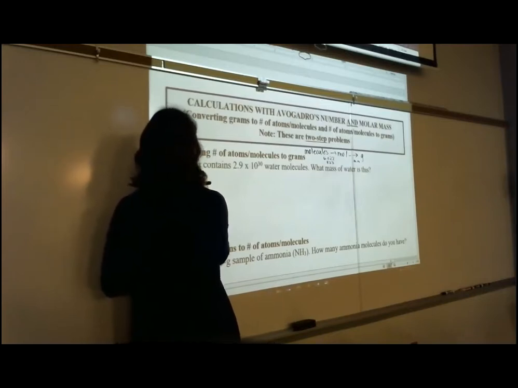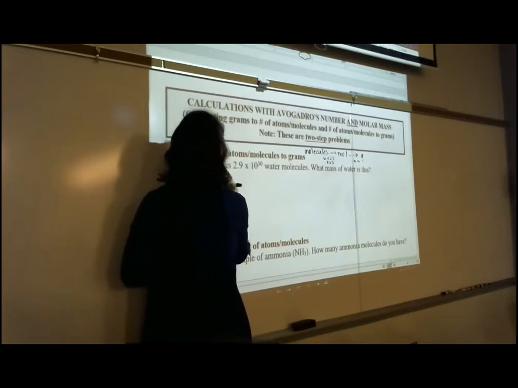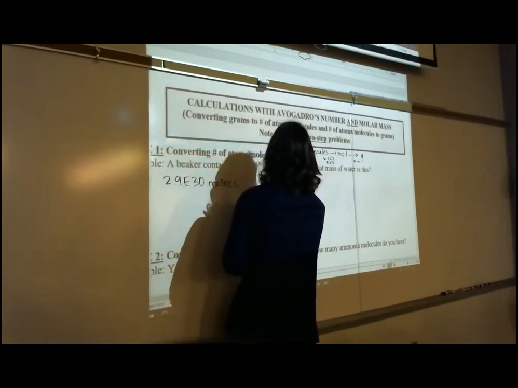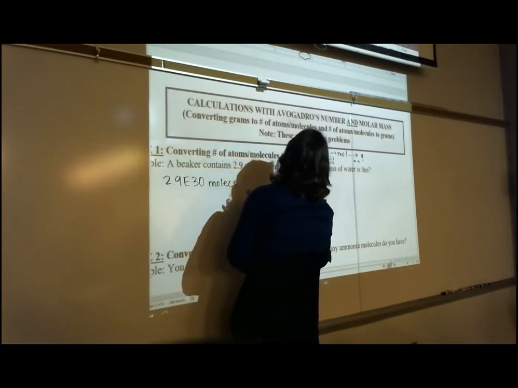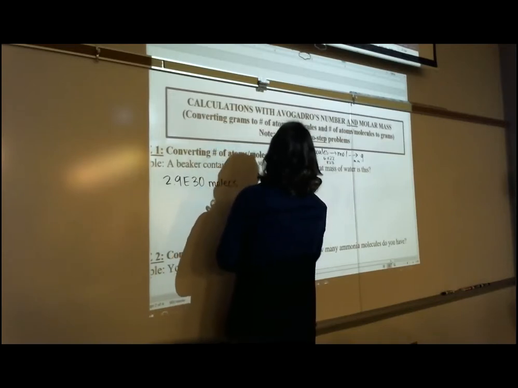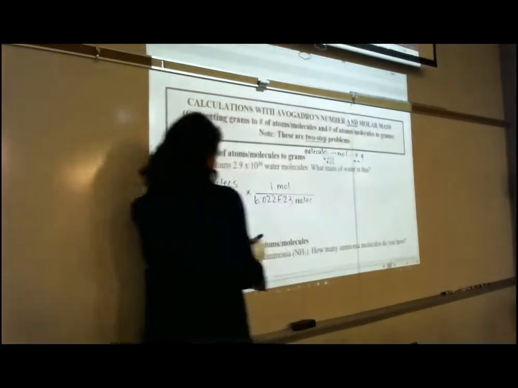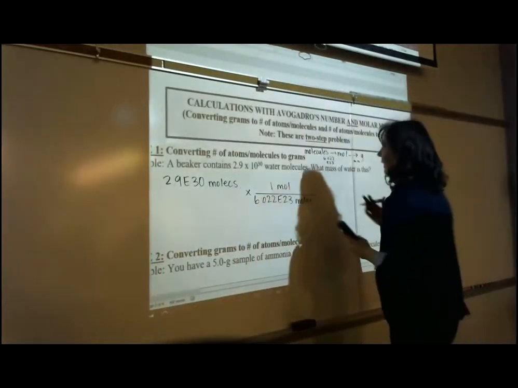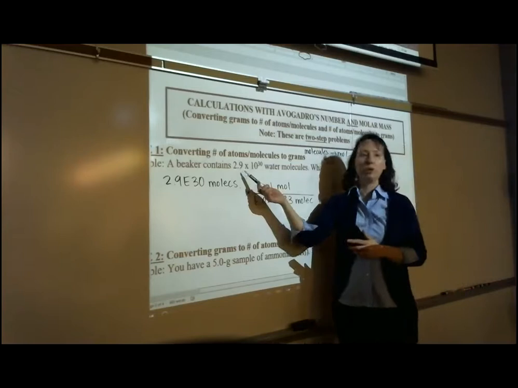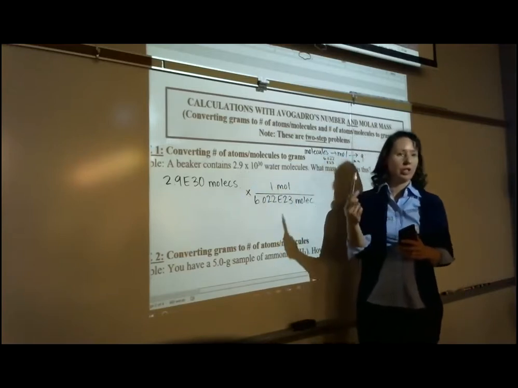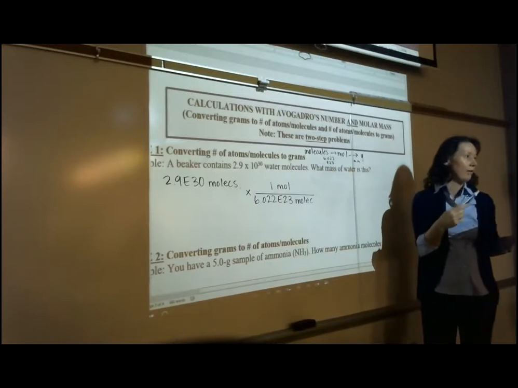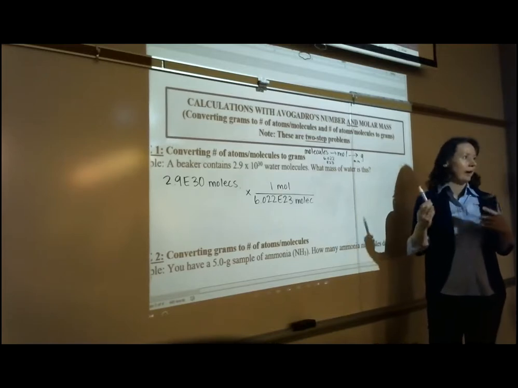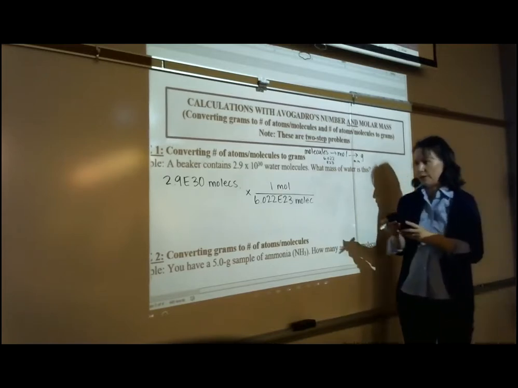2.9 times 10 to the 30th molecules times 1 mole per 6.022 times 10 to the 23rd molecules. Right, that's step 1. Now we're going to carry extra decimal places. My final answer can only have 2 sig figs, but we want to carry extra digits and round at the very end to avoid a rounding error. We don't want to round at step 1 and then round again at step 2, because our answer will have too much rounding in it.